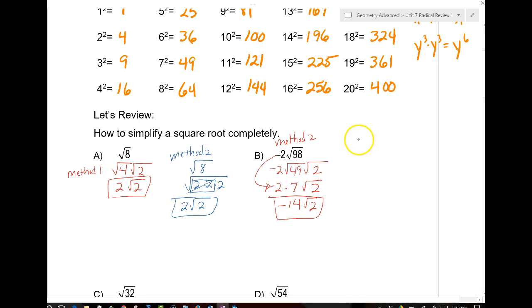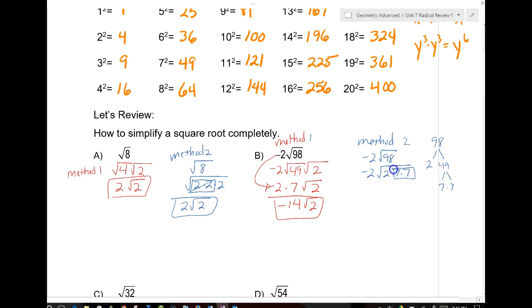Well, how about, that should have been method 1, sorry guys. Method 2, where I'm using the prime factorization. Now remember, prime factorization is like when you were doing a factor tree as a kid. So you had 2 times 49, and then we keep simplifying it until we only have prime numbers left. So if I had a -2 square root of 98, I'd rewrite that as -2 times the square root of 2 times 7 times 7.